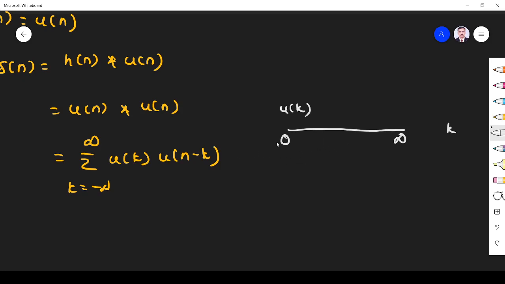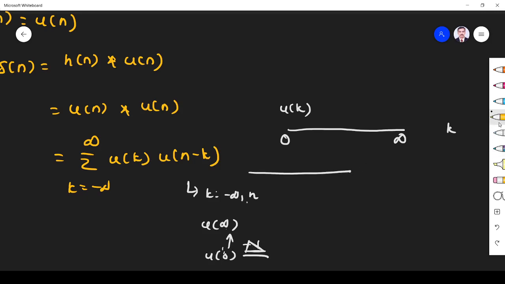Similarly, u of n minus k exists for k going from minus infinity to n. Yes or no? When k is equal to minus infinity, it will become u of infinity. When k is equal to n, it will become u of 0. So for any number in between, k ranges from 0 to infinity. u is a positive number only there, and for any other number it will become 0. So u of n minus k exists from k equal to minus infinity to some positive number n.